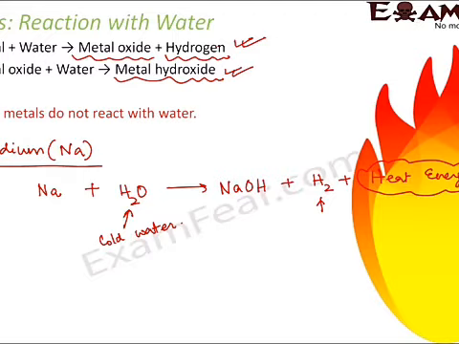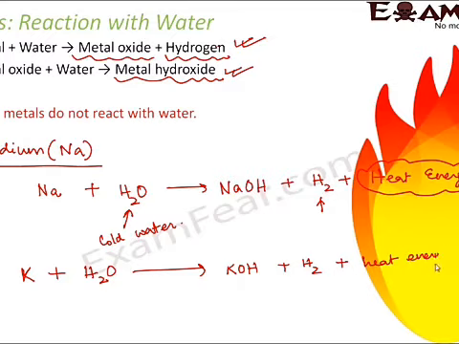So what happens in that case? Potassium plus water forms potassium hydroxide plus hydrogen gas plus heat energy. In this case, the hydrogen is released in gaseous form. And what are sodium hydroxide and potassium hydroxide? They are in aqueous form, that is, aqueous solution, you can say. And this water is of course liquid.